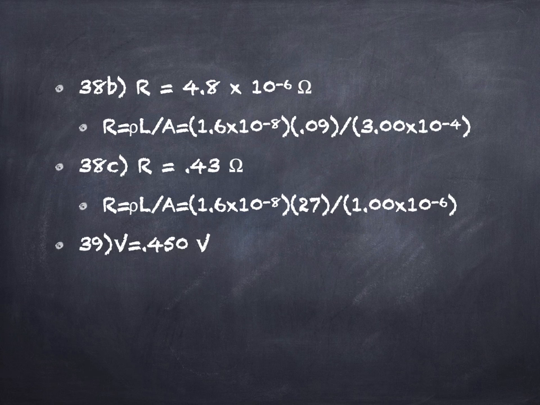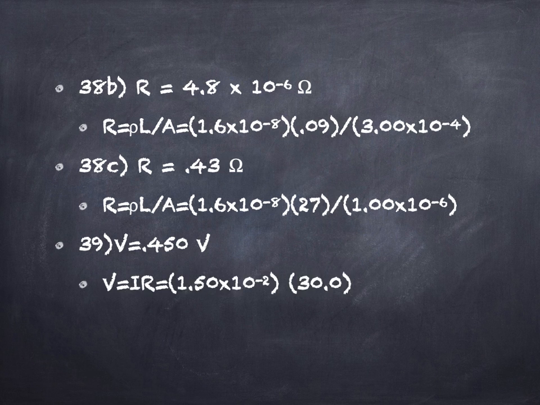Number 39, the answer is 0.450 volts. They tell us a current of 1.5 times 10 to the negative 2nd amps flows through a 30 ohm resistor. What is the voltage drop across the resistor? This is Ohm's law, V equals IR. Plug in the current, plug in the resistance, and you get the voltage.